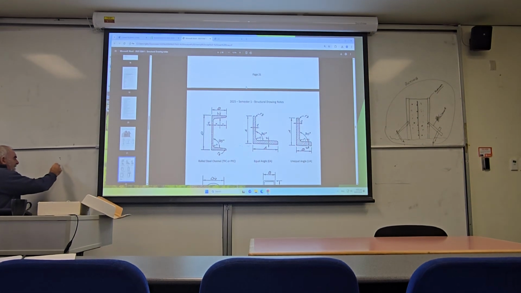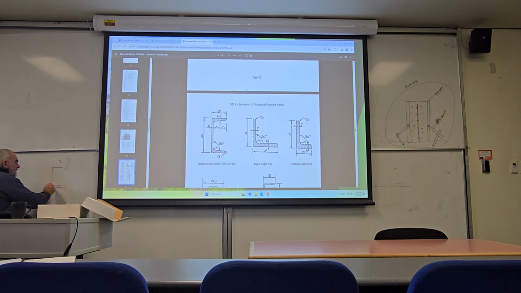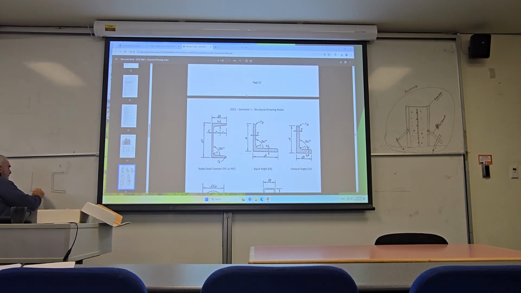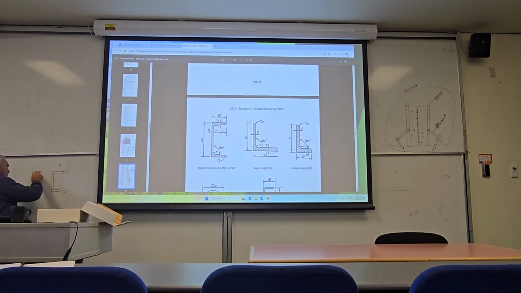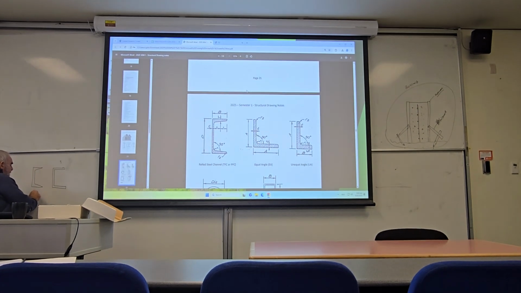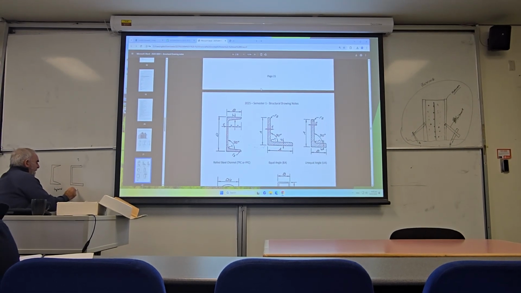So back to front seat. So the channels come in two types. They come like that, and they come like that. See how that's on an angle? We call that tapered, and we call that parallel.